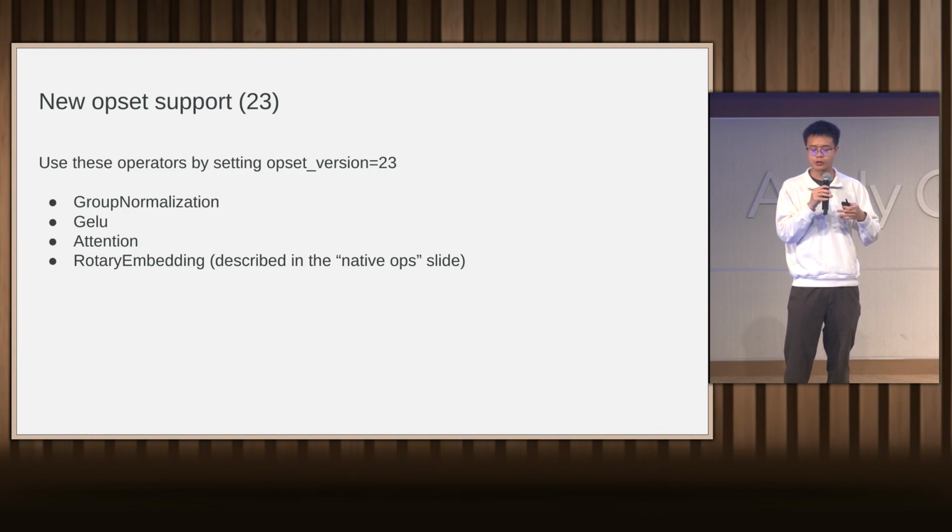There's also the introduction of rotary embedding, and I will show in the next slides how you can use it as a native operator, because that's something that doesn't exist in PyTorch, and we now have a nice way to use ONNX operators natively as PyTorch operators in your nn.Module.